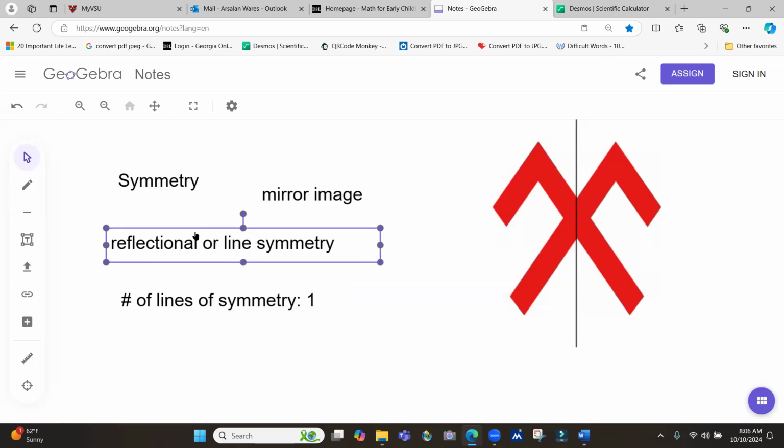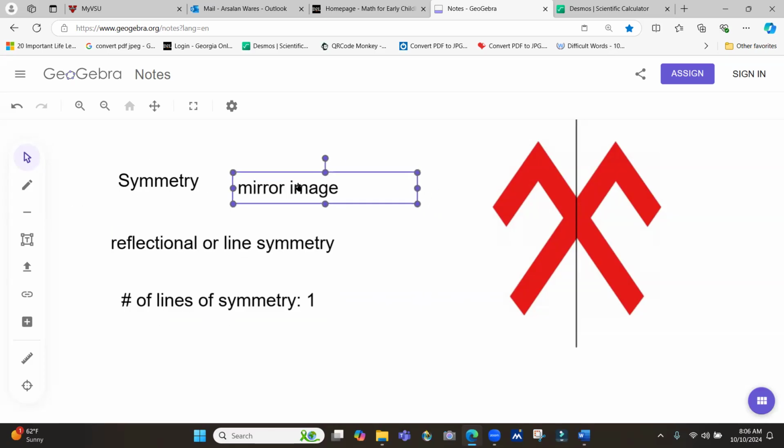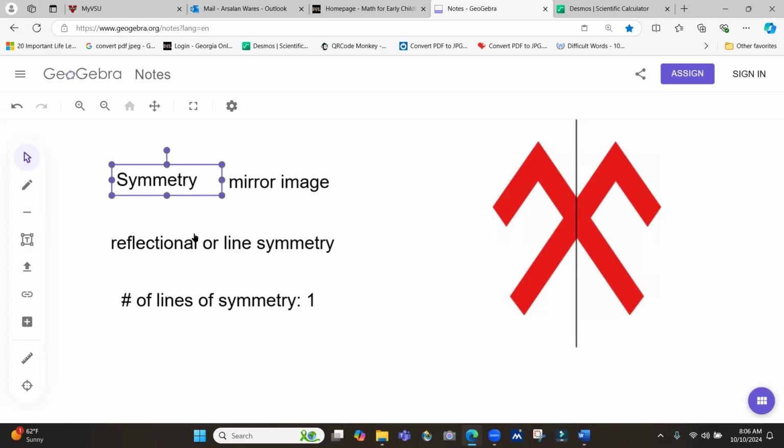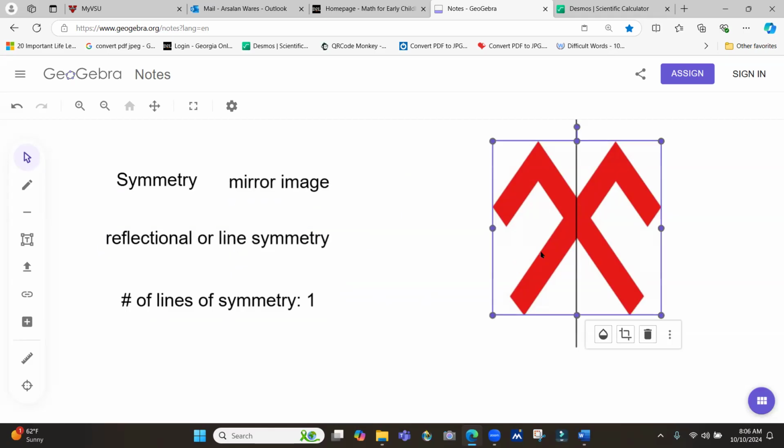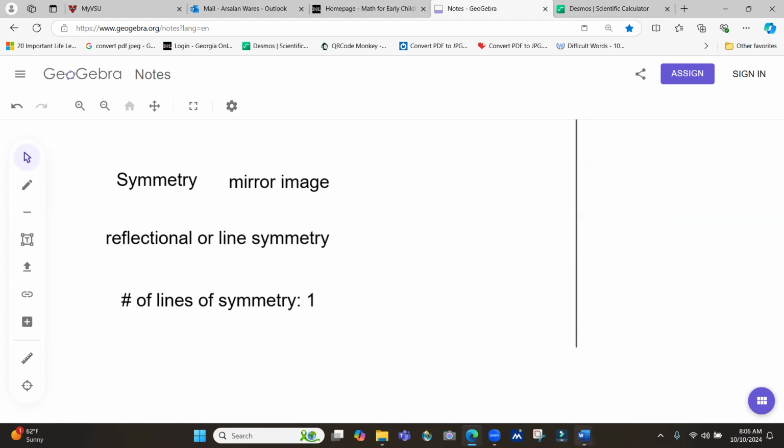Okay. So I'm going to leave the text here. These are basic words: mirror image, symmetry. We are really talking about reflectional or line symmetry. That's really the main thing we are talking about right now.